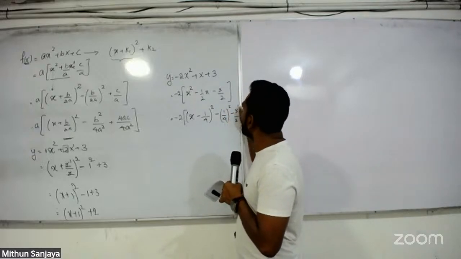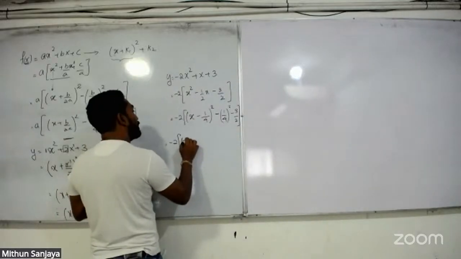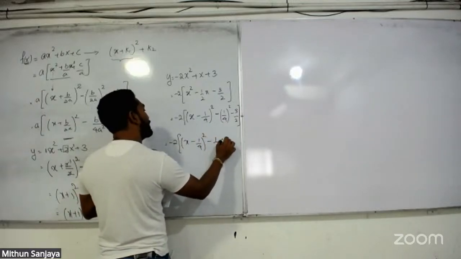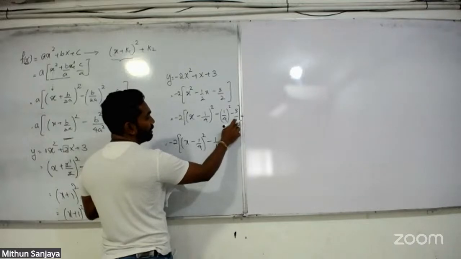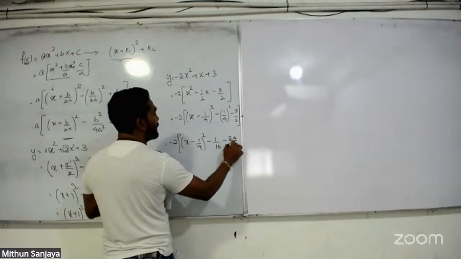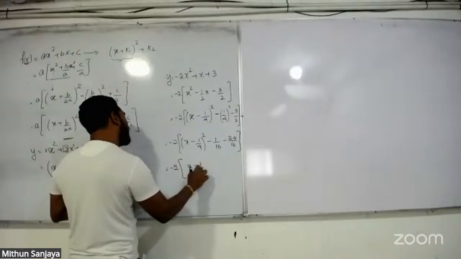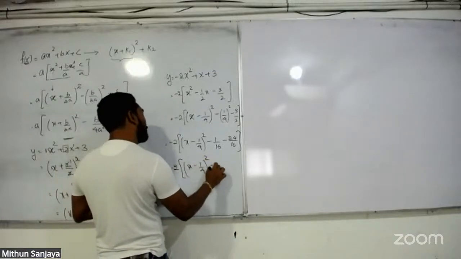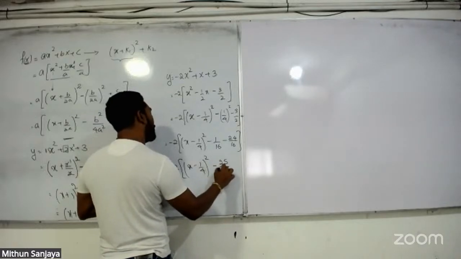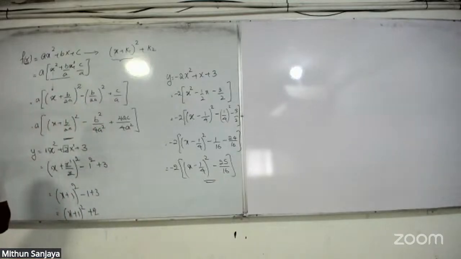Now minus 2 times x minus 1 over 4 square minus 1 over 16 minus 3 over 2. Here we can multiply by 8 to get 24 over 16. What happened? It's minus 2 times x minus 1 over 4 square, and adding both, 25 over 16. That's the way.